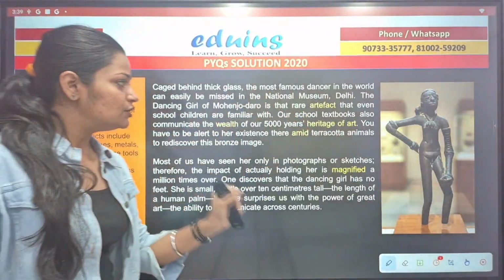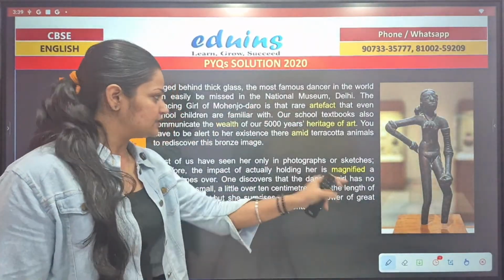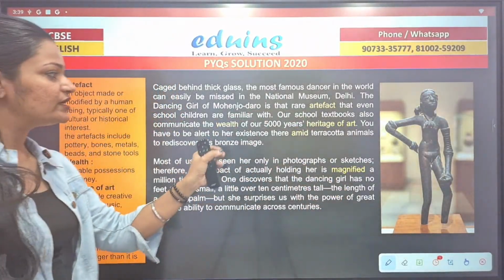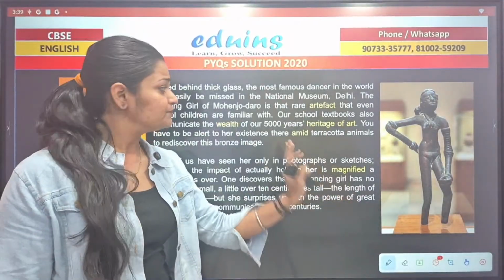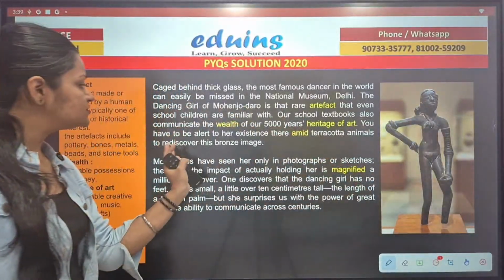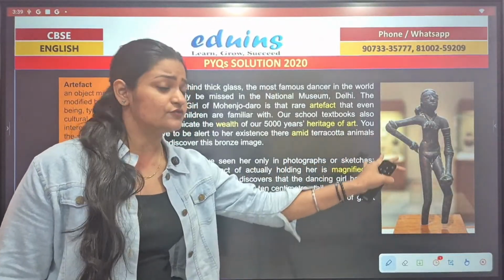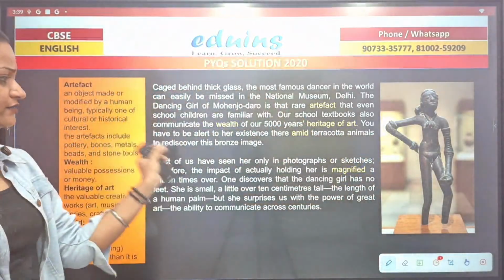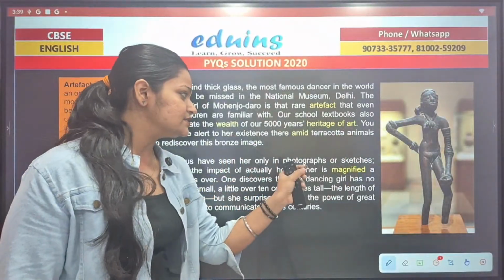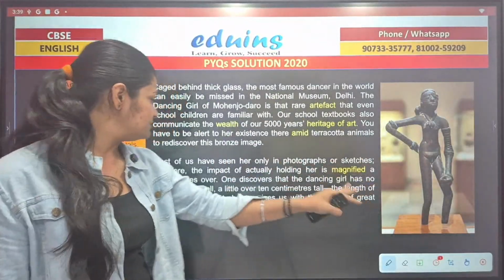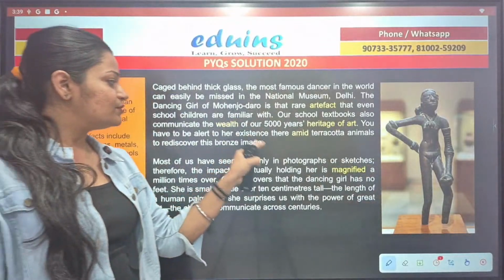Delhi, full stop. The dancing girl of Mohenjo-daro is the rare artifact that even school children are familiar with. Full stop. Our school textbooks also communicate the wealth of our 5,000 years heritage of art. Full stop. You have to be alert to her existence. Amid terracotta animals, rediscovered, this bronze image.